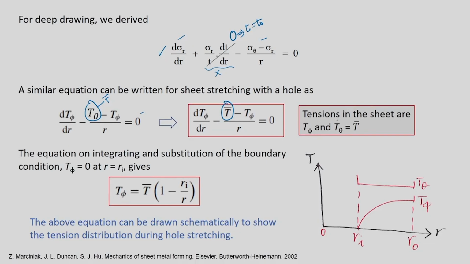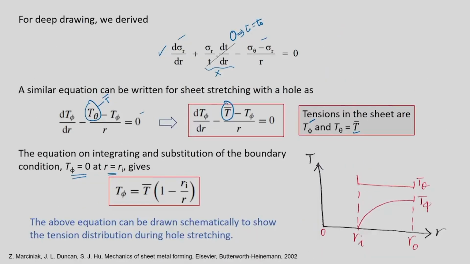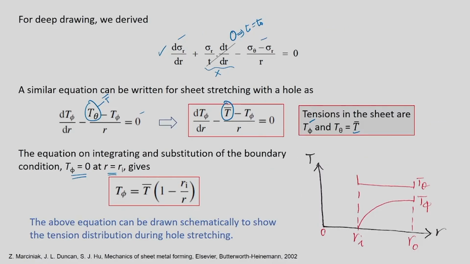I am just giving a hint here: tensions in the sheet are T phi and T theta is equal to T bar. So, now I am going to put a boundary condition and integrate it. What is the boundary condition? At r is equal to Ri, T phi is equal to 0, right. If I integrate it, I will get a simple equation, T phi is equal to T bar into 1 minus Ri by R. What is Ri? R is any radius away from the axis.